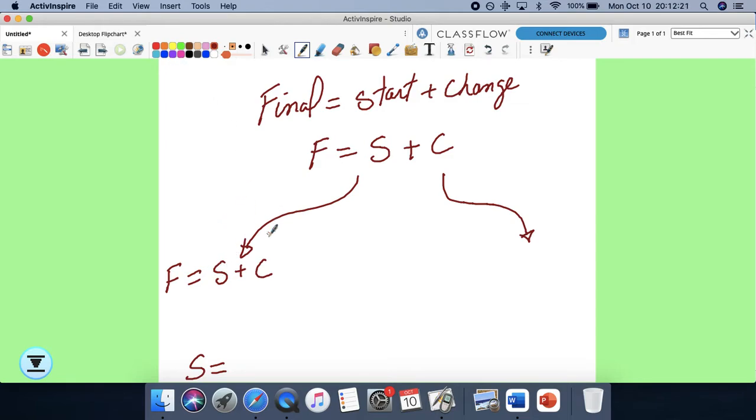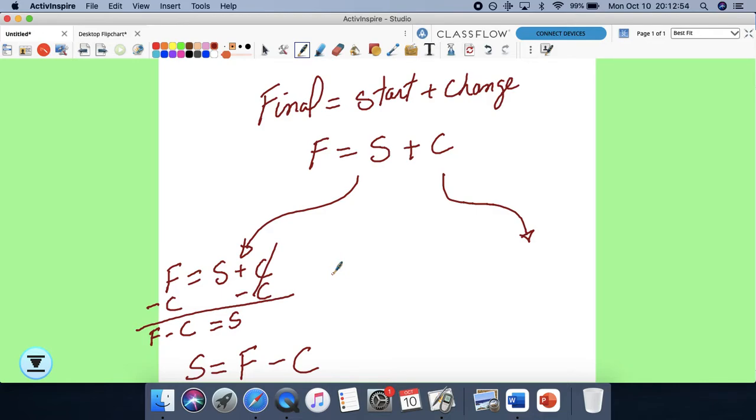And in order to have S by itself, remember, I can subtract C, right? And if I subtract C from this side, I will subtract C from that side. These two C's will go away because plus C minus C is zero. S comes down. And on the other side, I have F minus C. So starting temperature is the same. To find the starting temperature, you're going to take the final minus the change. Not only will this apply for temperatures, but it applies in a lot of other situations as well.